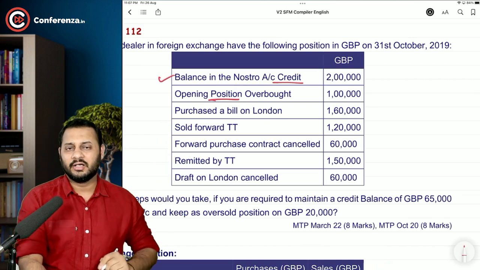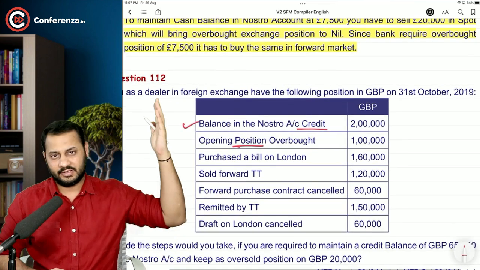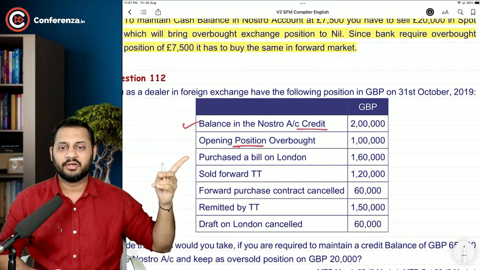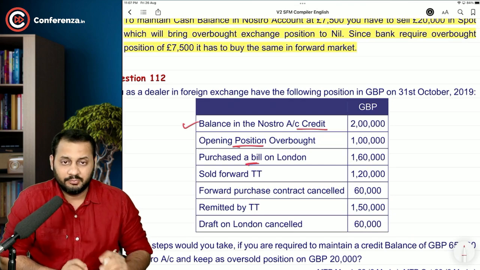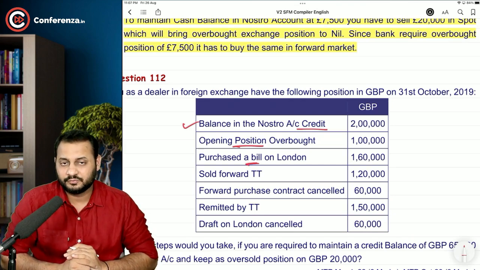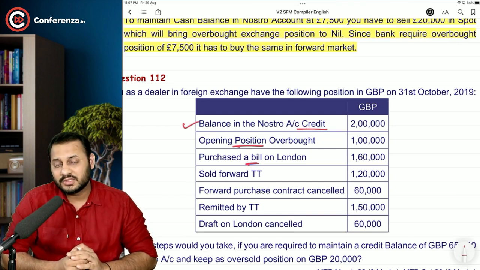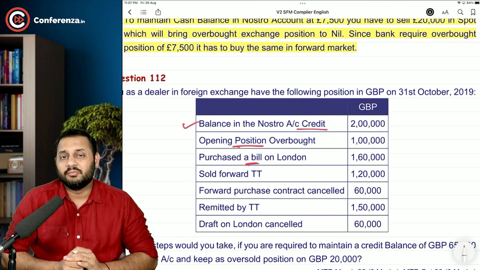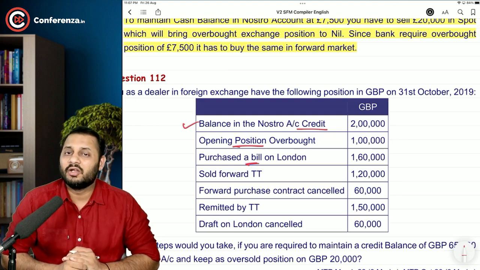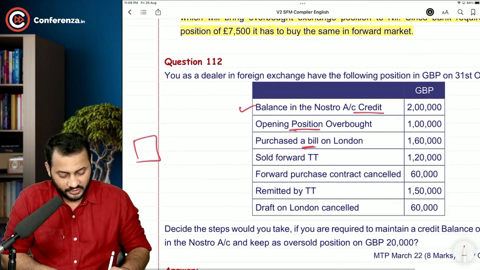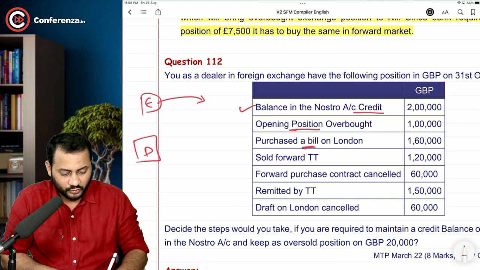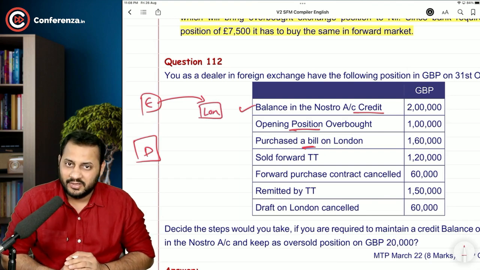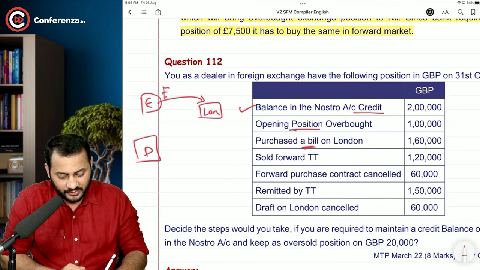Purchase a bill on London. You are a bank dealer and you have purchased a bill on London. Purchasing a bill doesn't necessarily mean buying the currency. It may also mean selling the currency, but you need to understand the meaning of it. You have purchased a bill on London. That means this is you, the dealer. This is the exporter. He might have sold some goods to a party in London, so he has raised a bill of around 1,60,000 pounds.